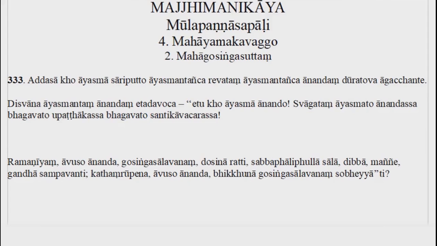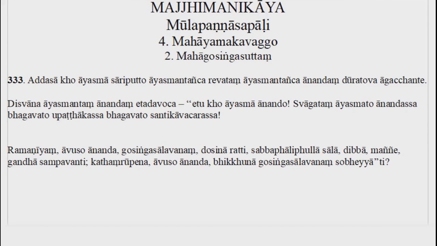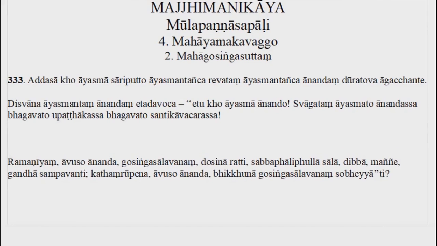So here we have disvana. This is the absolutive from, again, the hypothetical dusity, to see. Here, having seen, or after he saw them coming. Etada voca, this comes up a lot. Avoca is the third person singular aorist, active indicative. He said etad, or etang, etad before a vowel. He said this, ayasmantaṃ anandaṃ.